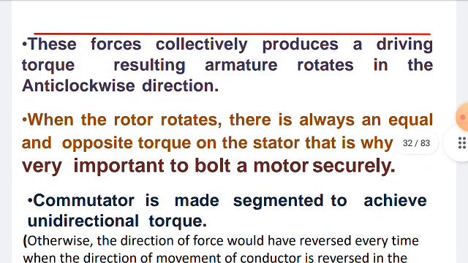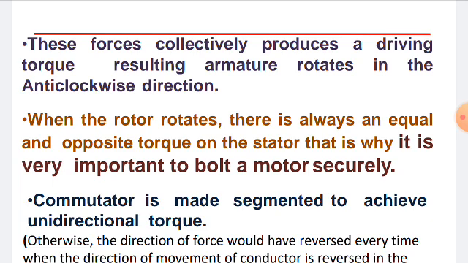These forces collectively produce a driving torque, resulting in the armature rotating in the anti-clockwise direction. When the rotor rotates, there is always an equal and opposite torque on the stator. That is why it is very important to bolt a motor securely.